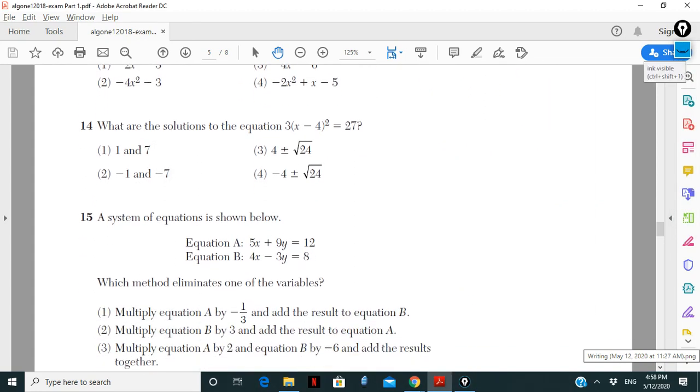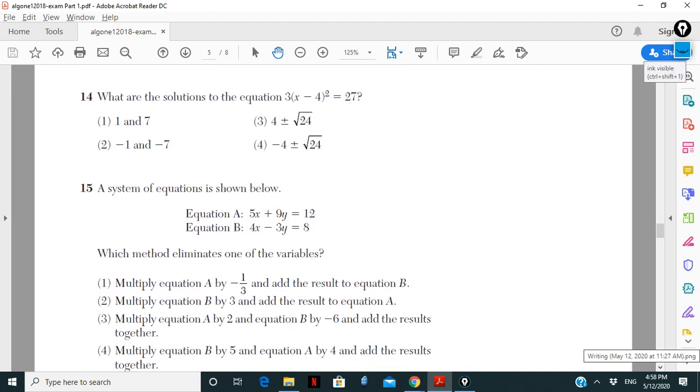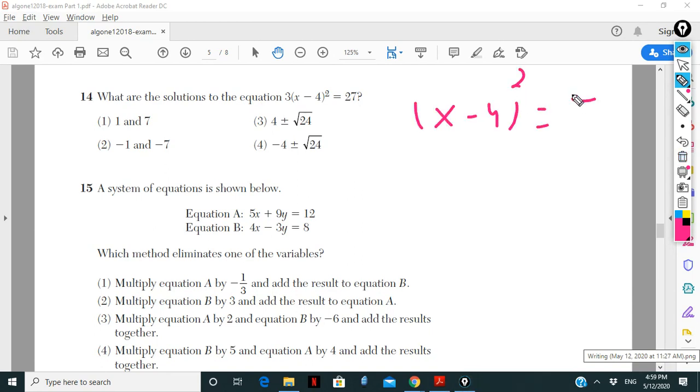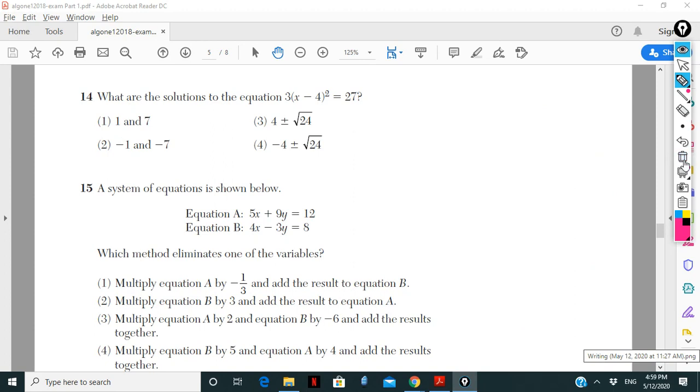Question number 14. What is the solution for the equation 3(x minus 4) all squared equals 27? So I divide both sides by 3, giving me (x minus 4) squared equals 9. Taking the square root, x minus 4 equals plus or minus 3. So x equals 4 plus or minus 3, which is going to be 7 and 1. So the answer is 1.